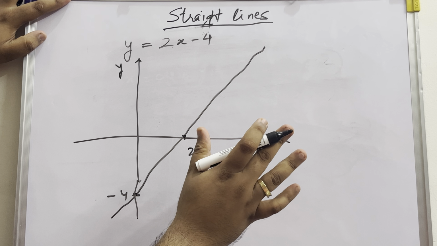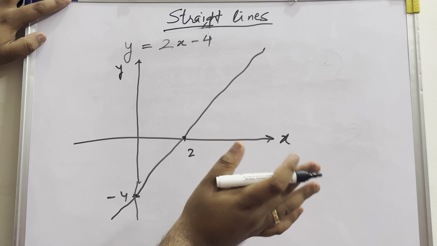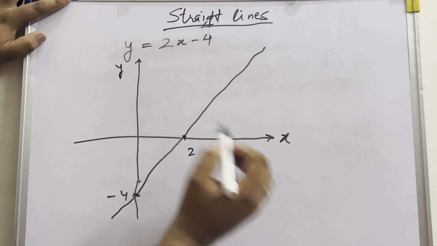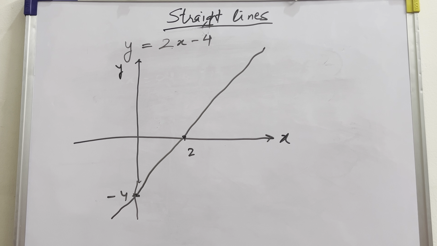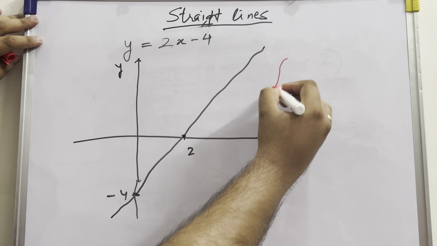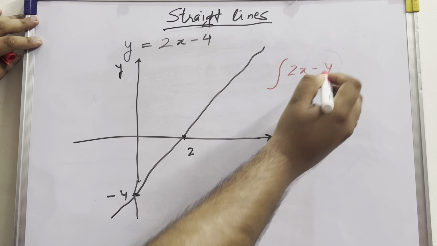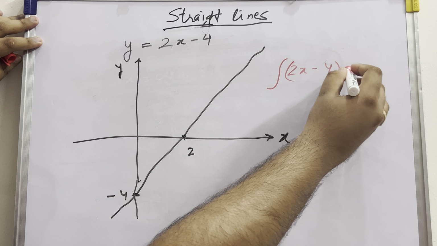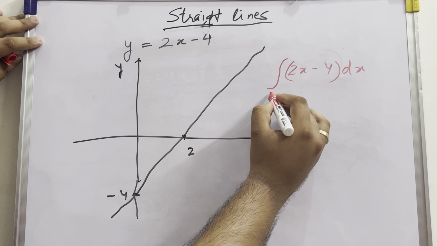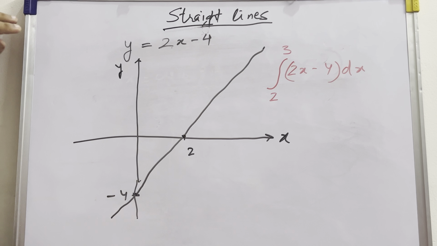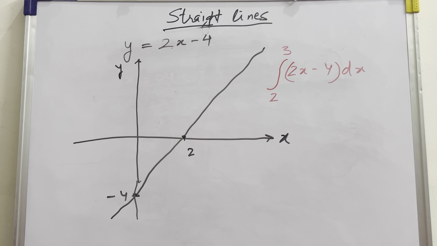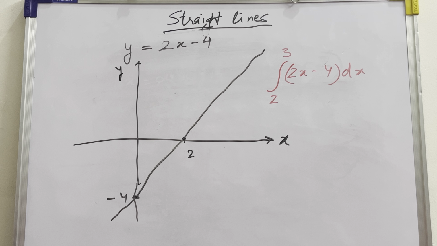Now, for example, I'm just showing how to solve integration problems. Say somebody has asked you the question, so I'll mark it with a different highlighter. Somebody has asked you: integrate 2x minus 4 dx, starting from 2 till 3. So how do you solve this integration problem?